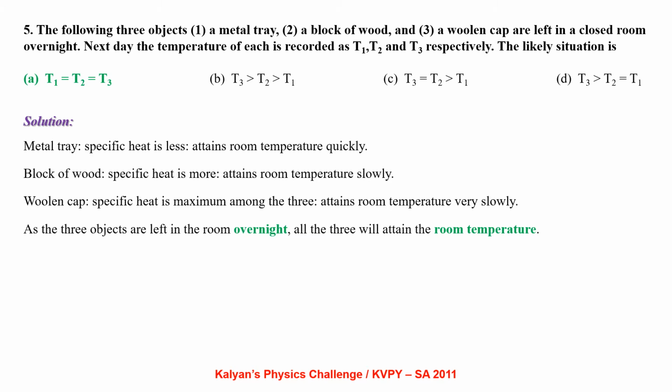The likely situation is: for the metal tray, specific heat is less, so it attains room temperature quickly. For the block of wood, specific heat is more, so it attains room temperature slowly. For the woolen cap, specific heat is maximum among the three, so it attains room temperature very slowly. As the three objects are left in the room overnight, there is a lot of time available, so all three objects will come to room temperature ultimately. So we can write T1 equals T2 equals T3.